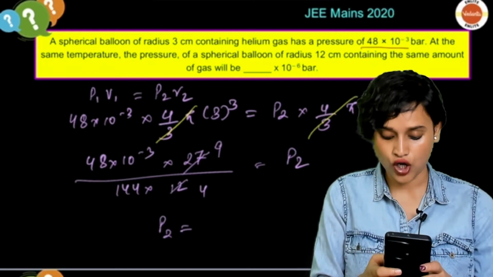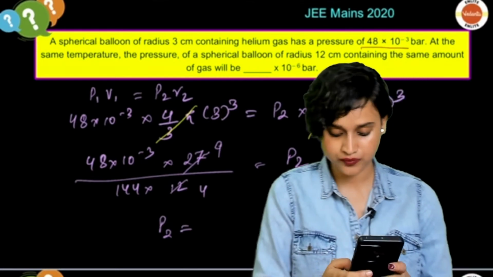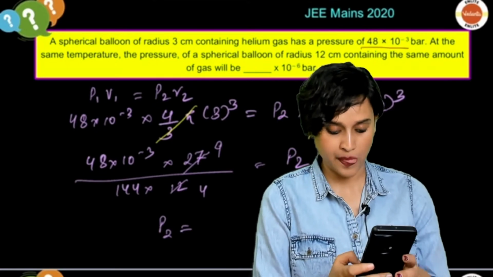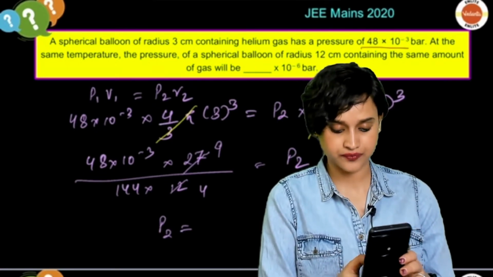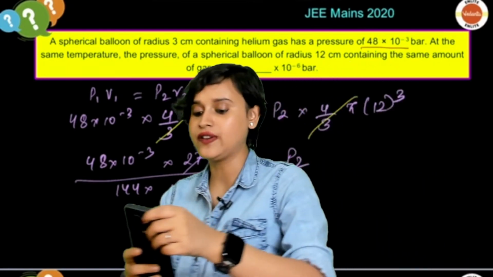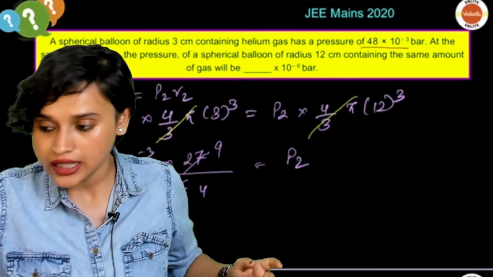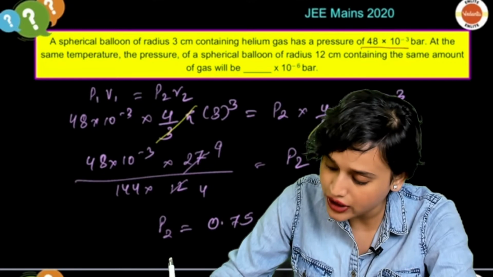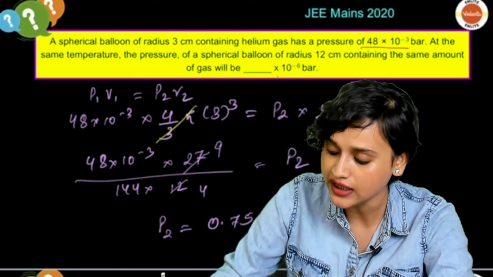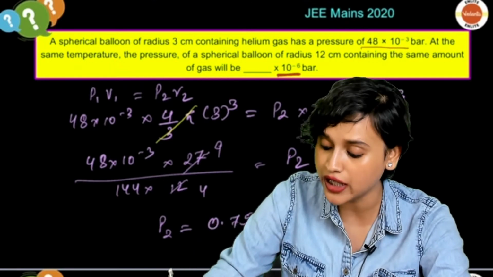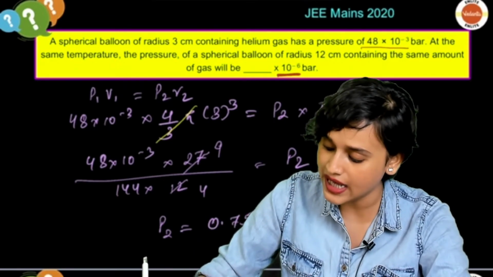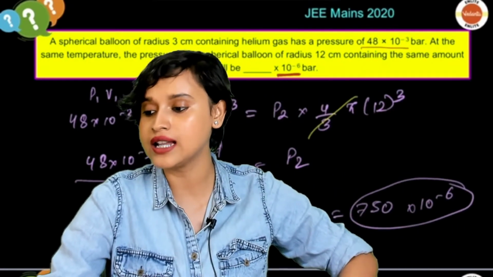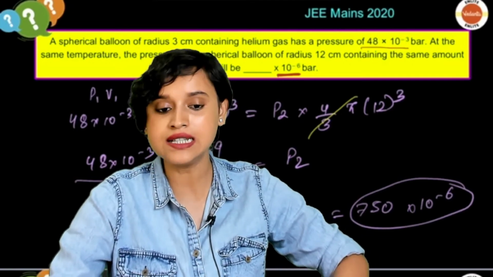What is it? 48 into 9 is equal to this divided by 144 into 4. This is 0.75. P2 is equal to 0.75 into 10 to the power minus 3. But see, in the question it is written 10 to the power minus 6. So if I have to bring it to 10 to the power minus 6, I can also write it as 750 into 10 to the power minus 6. Am I right? And this, my dear students, becomes your answer.